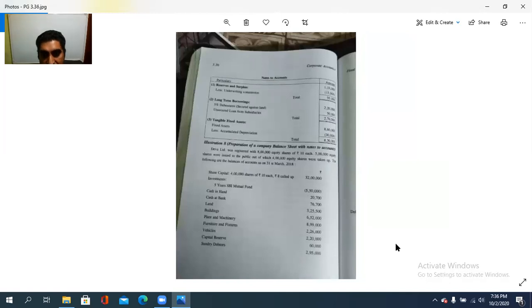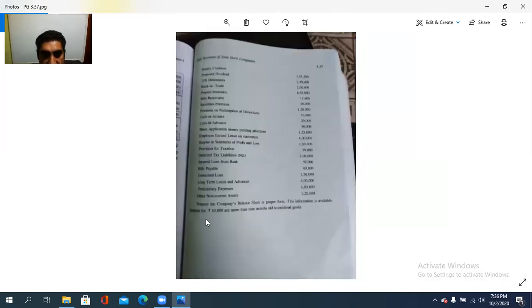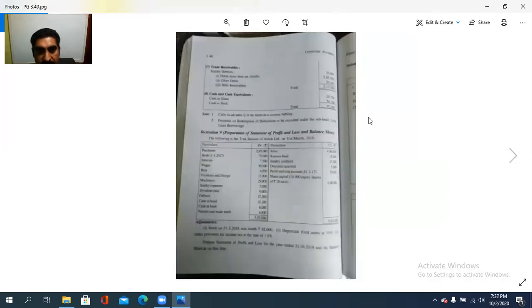See, sundry debtors 2,95,000. Out of that, at the last it is telling, debtors for 10,000 are more than 6 months old, more than 6 months. Okay, so that 10,000 we need to take care of. Then other debts, it is 2,85,000 and bills receivable 20,000. Total 3,15,000, because a debt of more than 6 months, that is good debts. In case that is a bad debt, we need to deduct it from this.